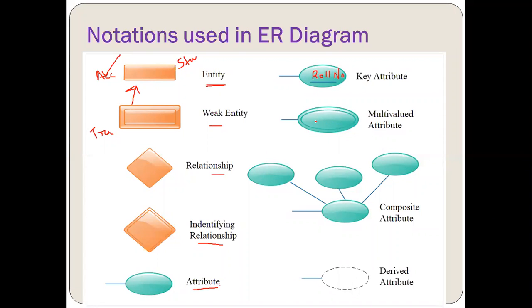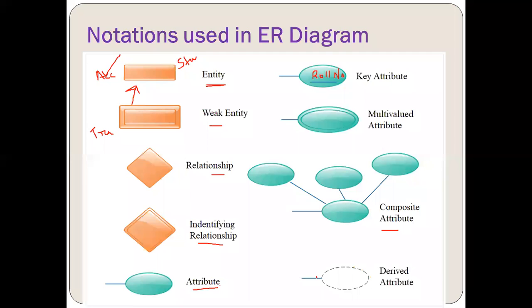For example, if I talk about the phone number of a student, there can be two phone numbers available for the student. So that is what multi-value means: multiple values are available for a single attribute. Then we have the composite attribute. A composite attribute can be defined as, for example, an address. It can be decomposed into three parts: street, city, and state. So this is a composite attribute.